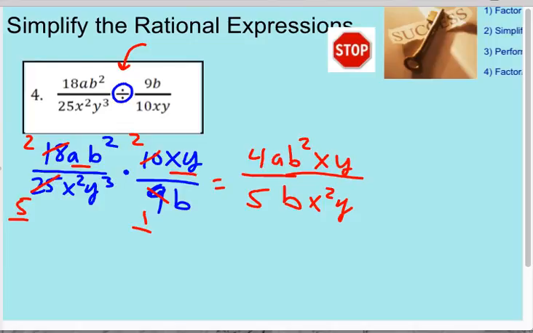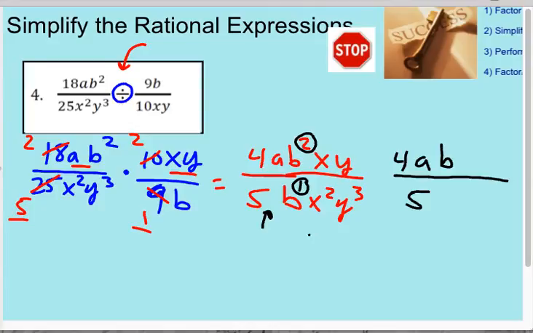X squared y cubed, sorry. Okay, 4/5, I cannot reduce. There is no a in the denominator, so it's going to stay 4a over 5 for right now. There's more b's in the numerator, so I take 2 minus the 1 down here. It gives me 1, or b to the first, in the numerator.